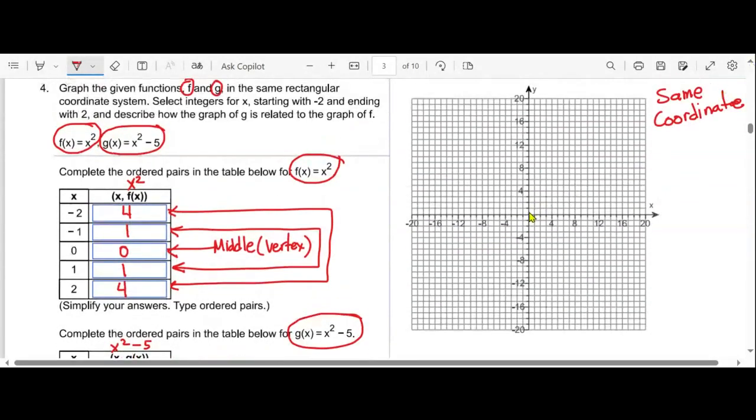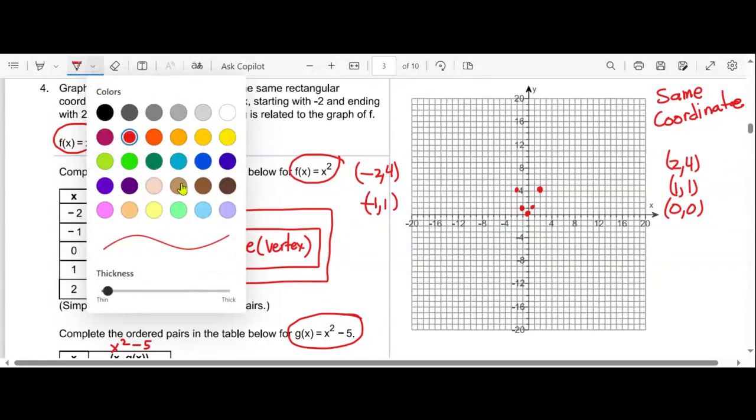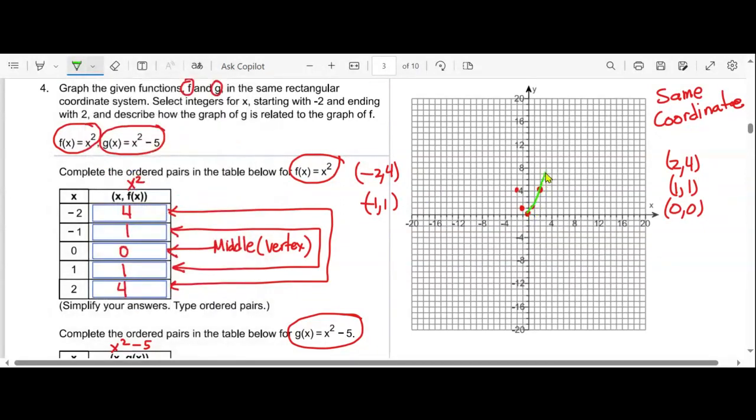Now let's graph the points. The first point is 0, 0. Second point, -1 and 1. Next point, -2 and 4. On the other side it is going to be 1, 1 and then 2, 4. And then you graph the line. Okay, that's the first line.